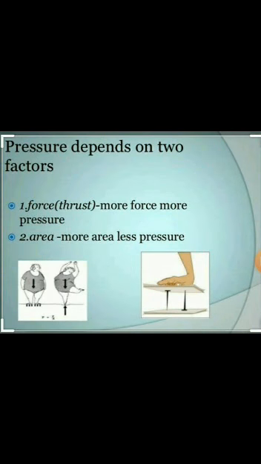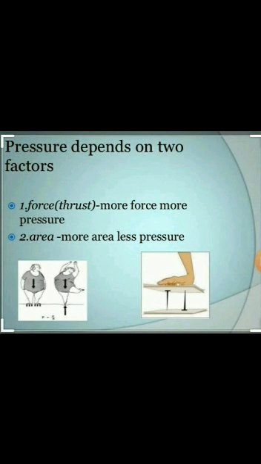Next, pressure depends on how many factors? Students, pressure depends on two factors. First, force, and second, area of cross section. Pressure is directly proportional to the force or thrust and inversely proportional to the area of cross section.